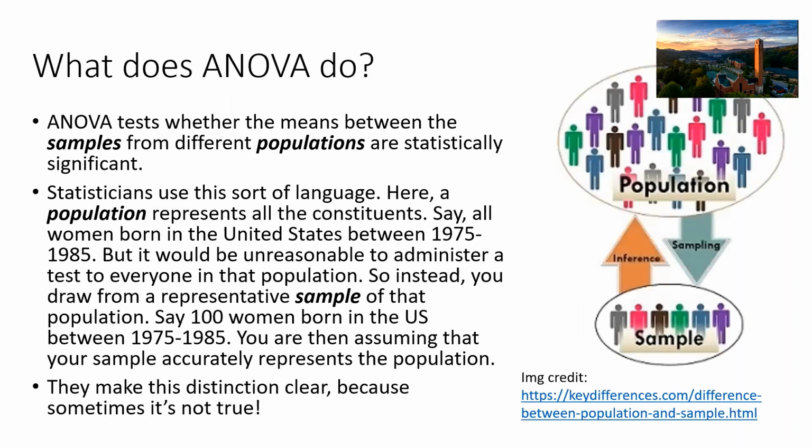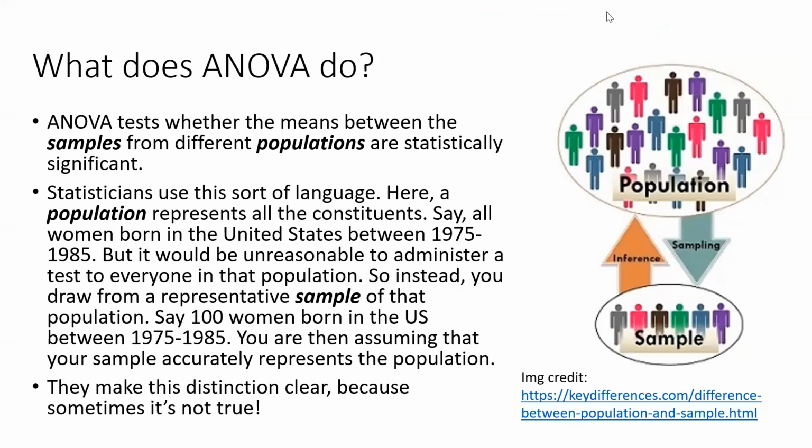So for general purposes, what does ANOVA do? It tests whether the means are the same or not from different groups. And those groups are going to be samples from different populations. Samples have a specific meaning and populations have a specific meaning.